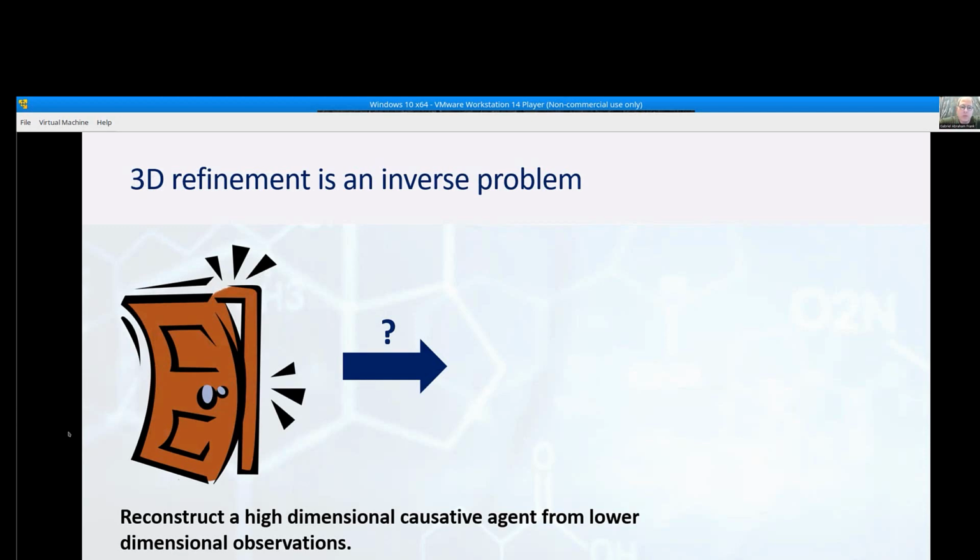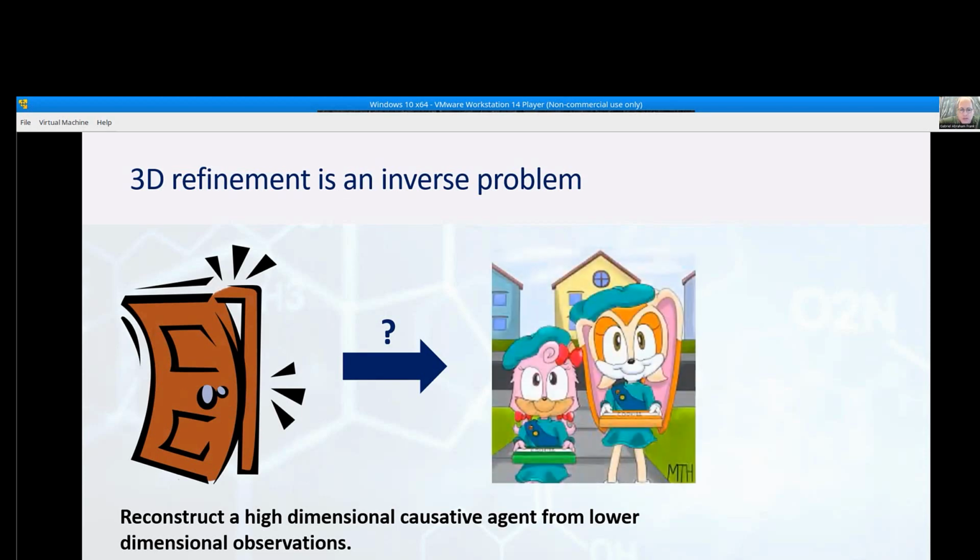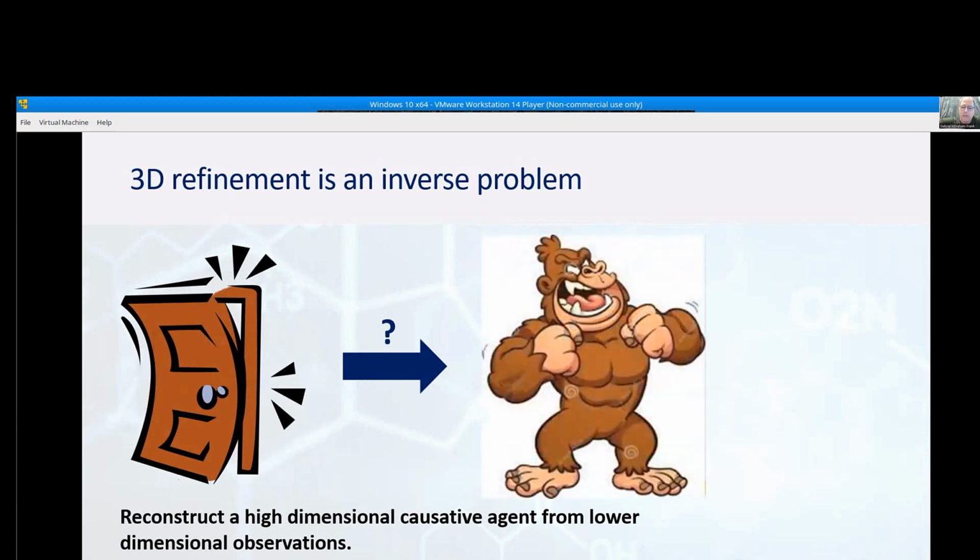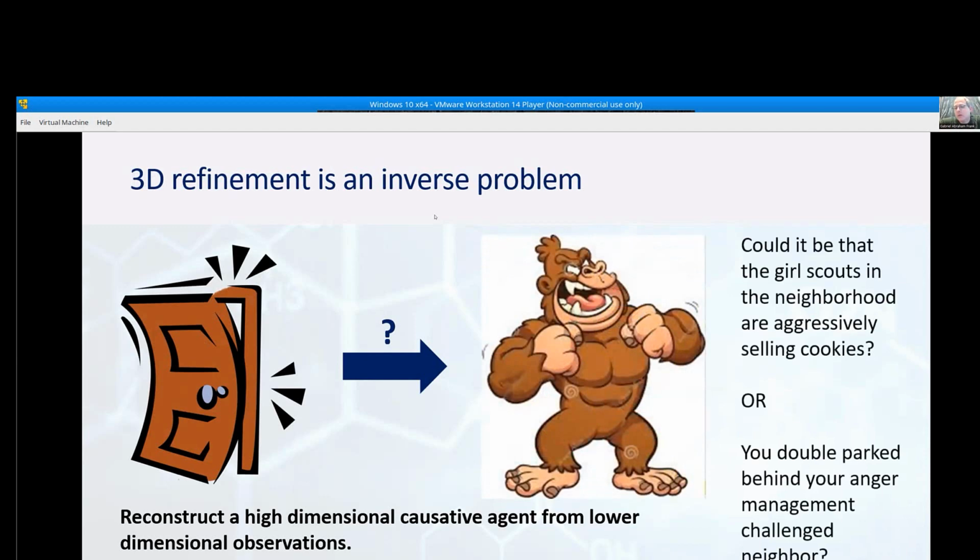Now, inherently, one of the problems is that if the door is being banged like that, there could be many, many explanations. For one example, the Girl Scouts in your neighborhood are banging at your door and they are very eager to sell you some cookies. A more probable explanation would be that it's your neighbor. So it could be either very aggressive Girl Scouts, because the door is really jumping, or it could be that you double parked and your angry neighbor actually wants you to move your car.